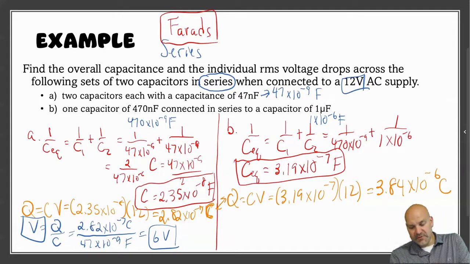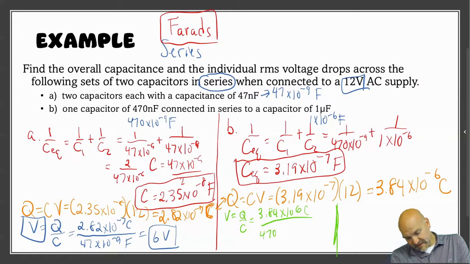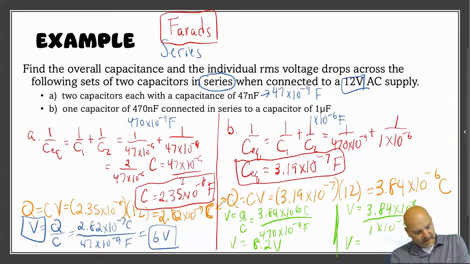And now I can find each individual voltage. So V equals Q over C. So 3.84 times 10 to the negative 6 coulombs over 470 times 10 to the negative ninth farads. And so that gives me a voltage of 8.2 volts. And now I find the next one, again, Q over C. So 3.84 times 10 to the negative sixth divided by 1 times 10 to the negative sixth. And it's going to give me 3.8 volts.